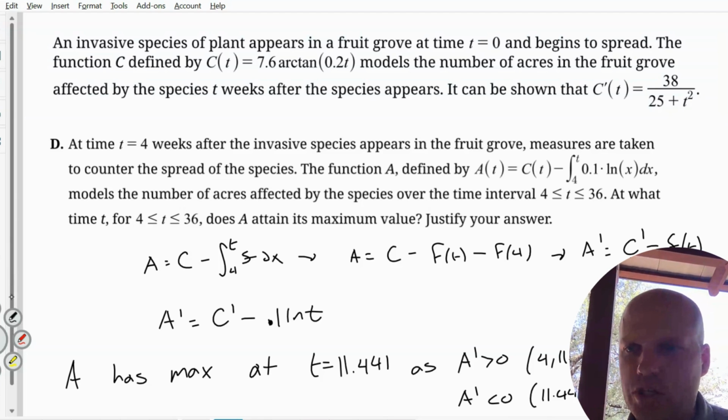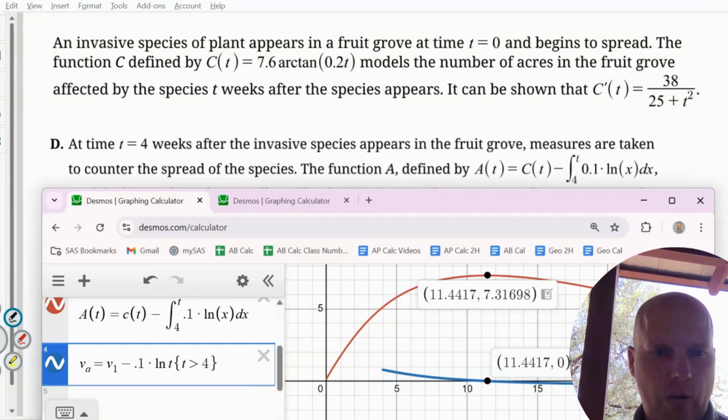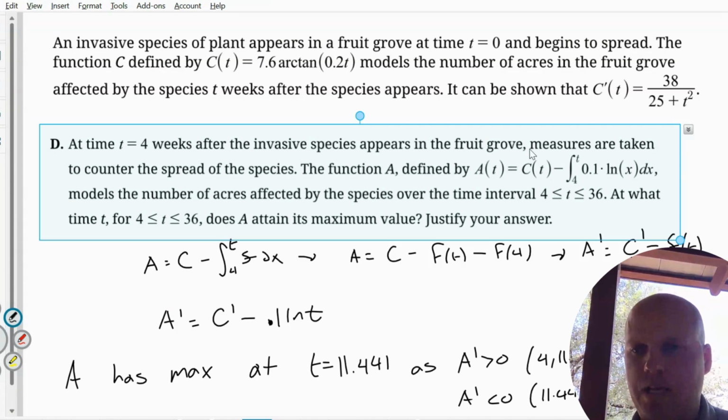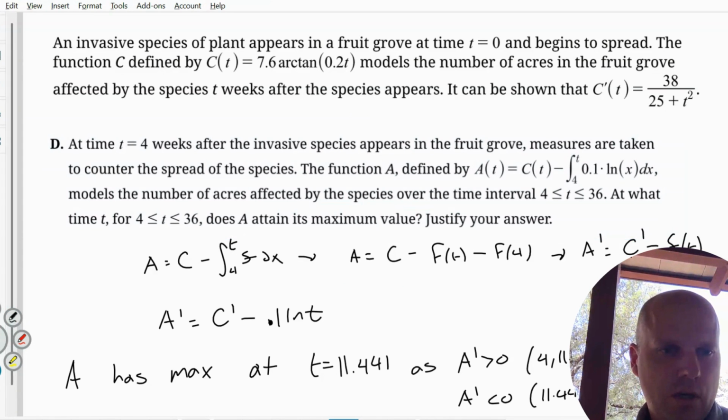And you don't have to check any endpoints or anything. As long as we go out to 36 and the derivative stays negative, this confirms that it has to be the max. And there's another question later in the test that talked about an overall max or an overall min, but you didn't have to really check candidates here either, as A must be increasing, then A must be decreasing. 11.441 has to be the max as long as you write what your derivative does somewhere. As long as you put your derivative down, you're going to get full credit.